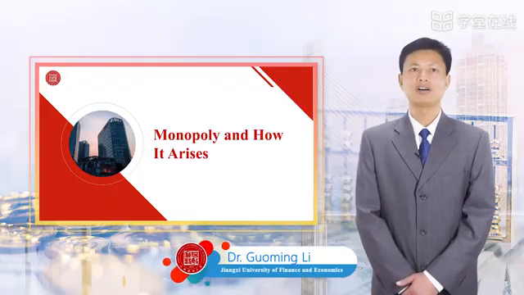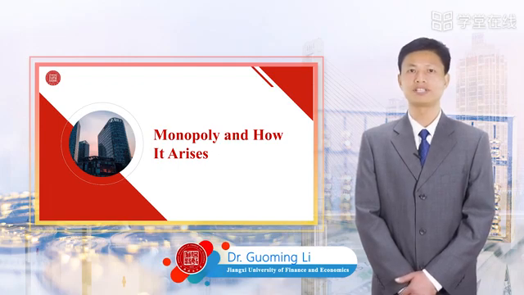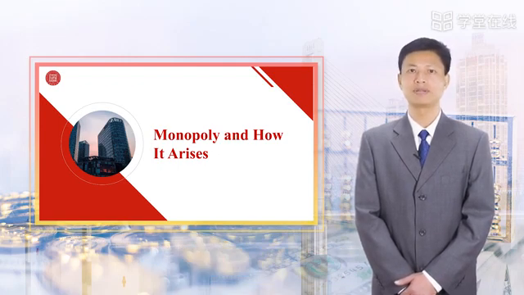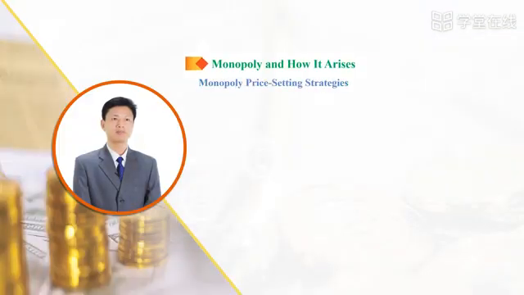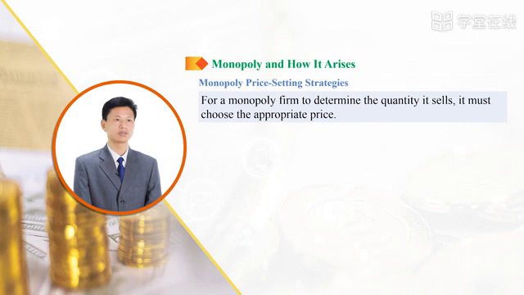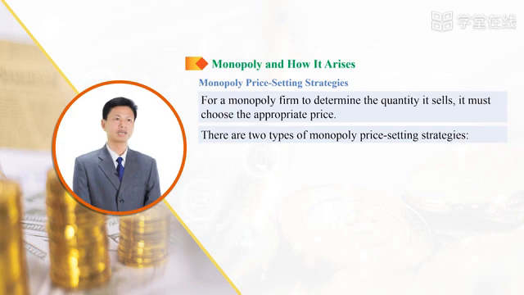Now that we know how monopoly arises, we can consider how a monopoly firm decides how much of its product to make and what price to charge for it. For a monopoly firm to determine the quantity it sells, it must choose the appropriate price. There are two types of monopoly price-setting strategies.